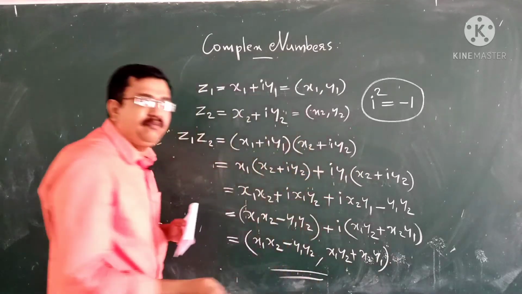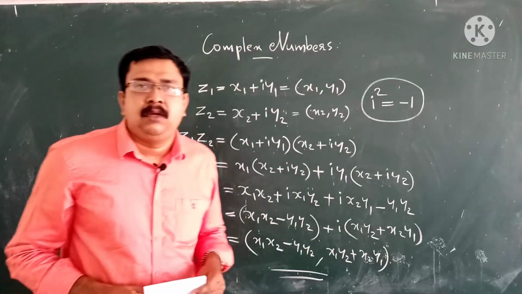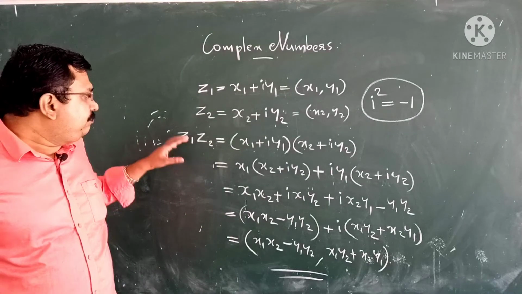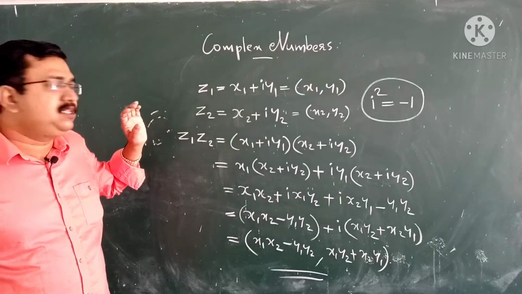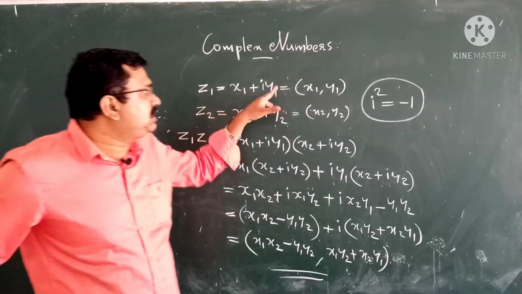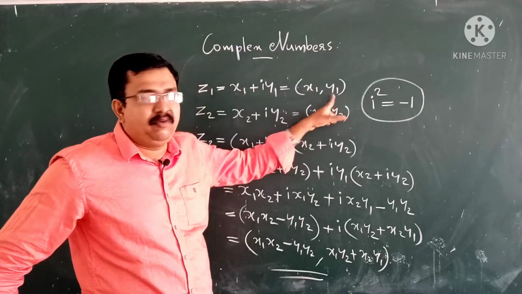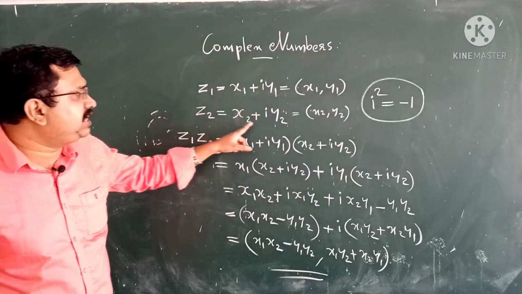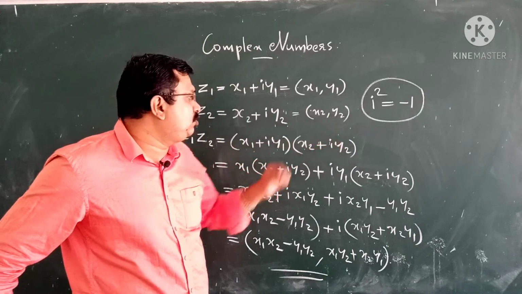Okay, this is our final answer. Remember that for multiplication of two complex numbers, the first one is x1 plus iy1, which can be written as (x1, y1), and the second complex number is x2 plus iy2, that is (x2, y2).